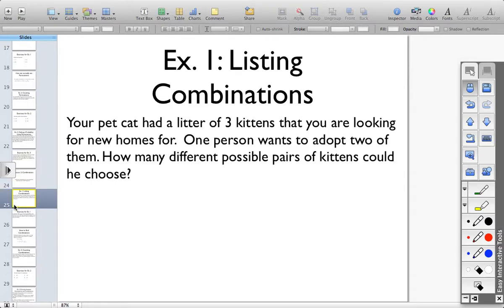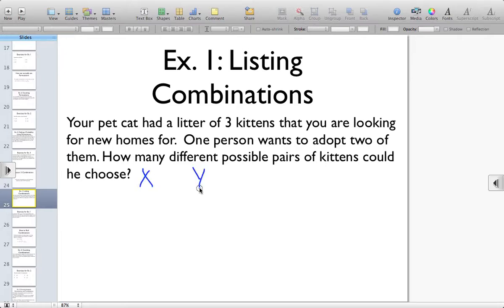Your pet cat had a litter of 3 kittens that you're now looking for new homes for. One person wants to adopt 2 of the kittens. So how many different possible pairs of kittens could he choose? Let's say you never got around to naming these kittens, so being the good math students you are, you called them X, Y, and Z, because you like variables.